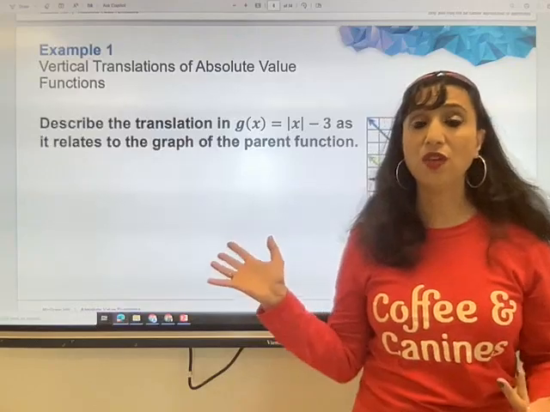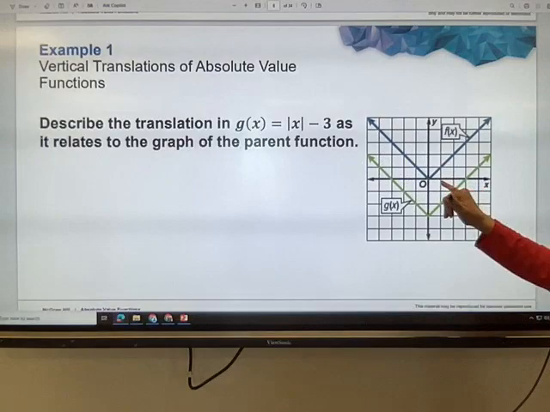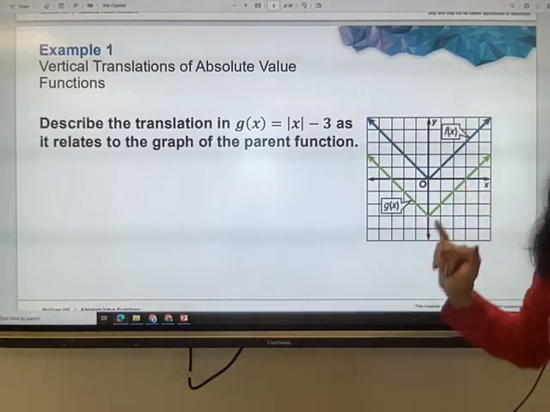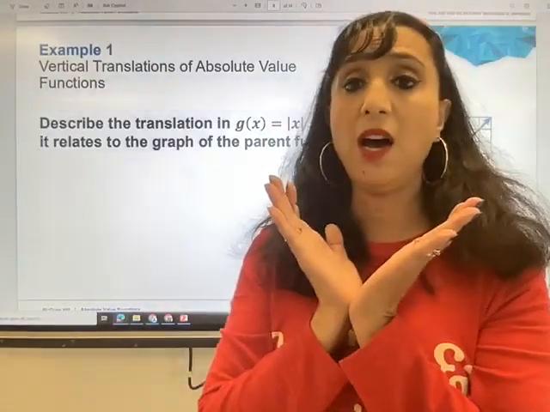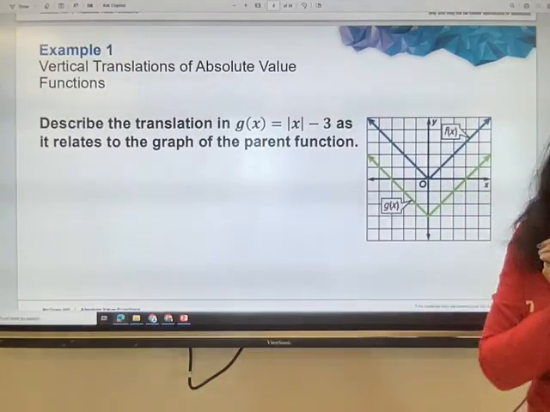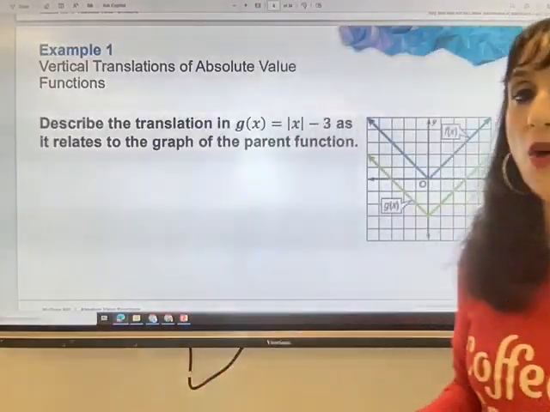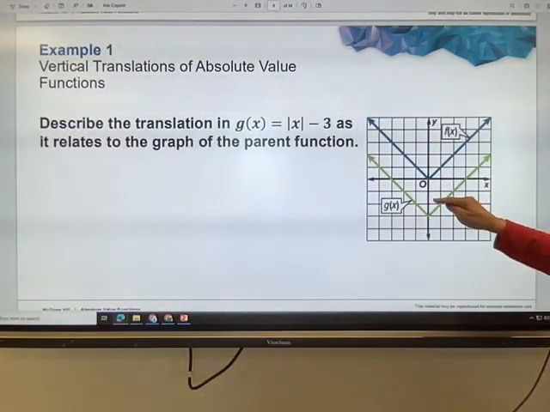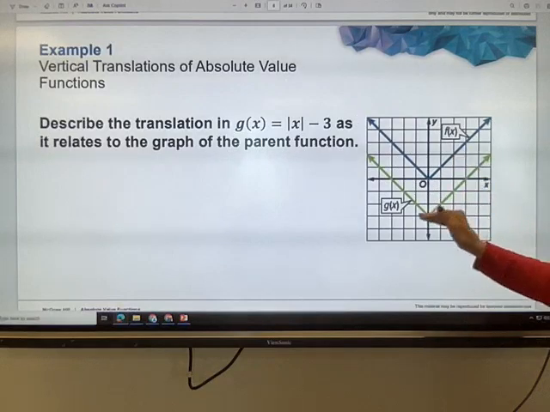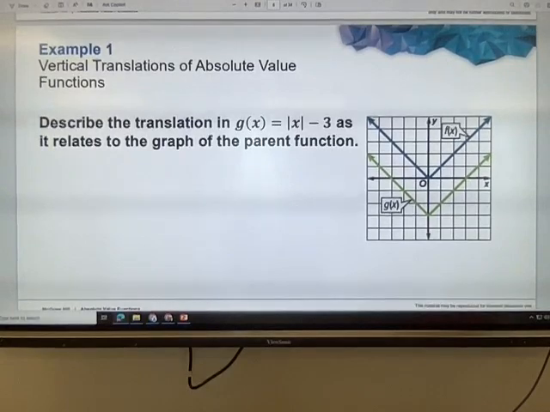So let me show you the graph really quick. So look, my parent function is 0, 0. That's where the vertex of the absolute value function is. And so now we're going to take that vertex and it said minus 3. So we are going 1, 2, 3 down. And everything is moving 3 down. And so it is moving vertically.